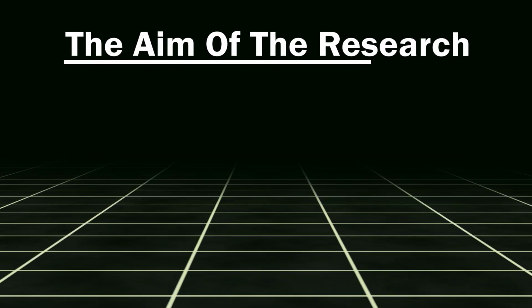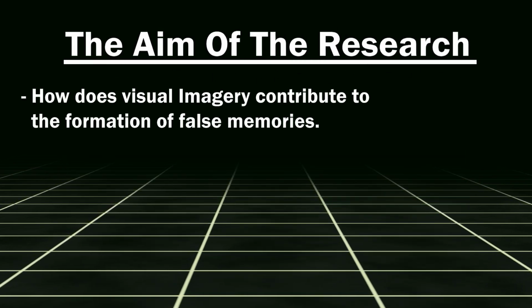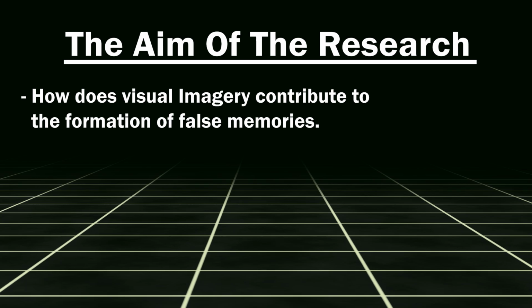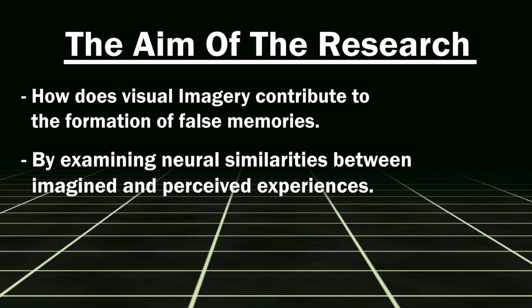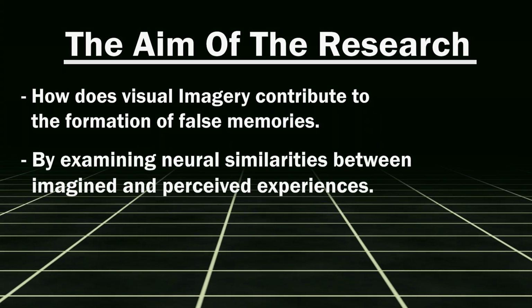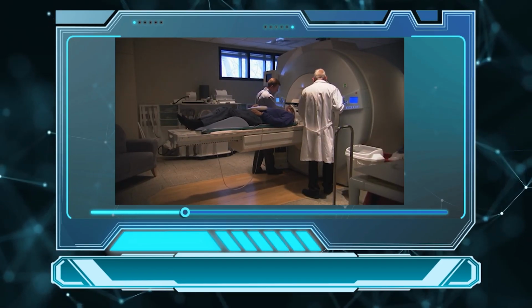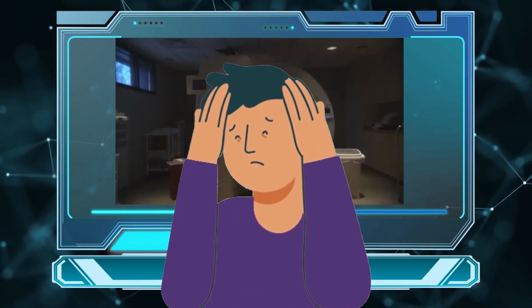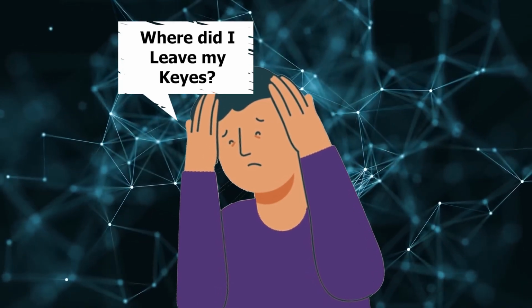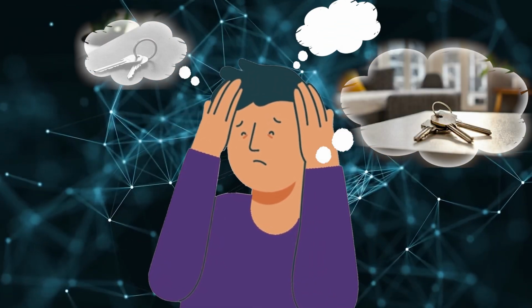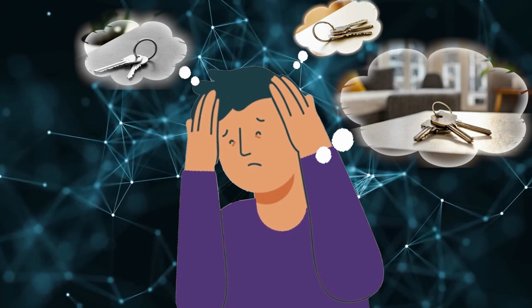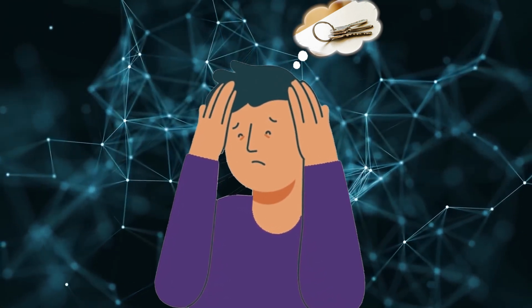The aim of the research paper is to investigate how visual imagery contributes to the formation of false memories, specifically by examining neural similarities between imagined and perceived experiences. Through functional MRI, the study seeks to understand how visual imagery might lead individuals to mistake imagined events for real ones, exploring the brain regions involved in the process to clarify the cognitive mechanisms behind reality monitoring errors.